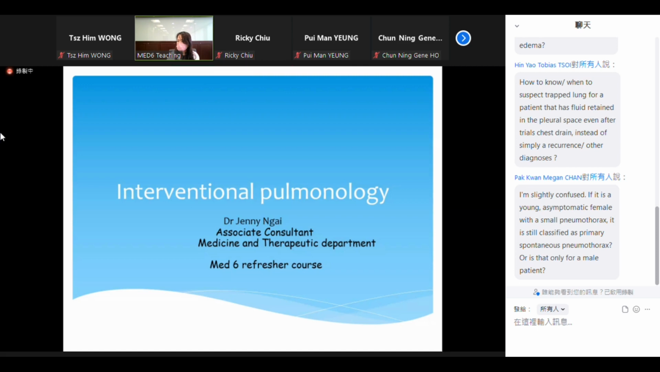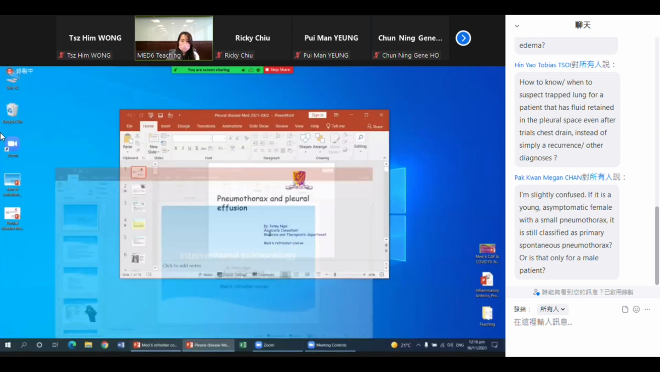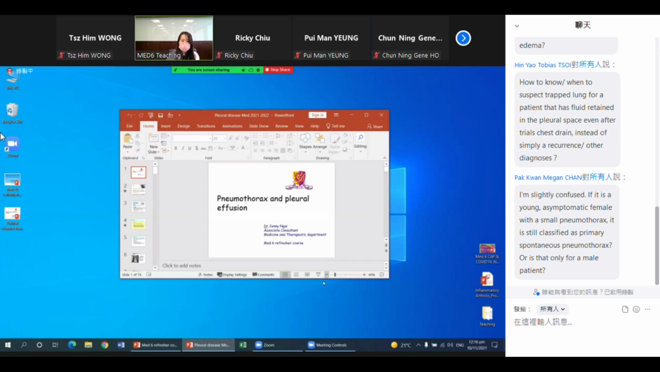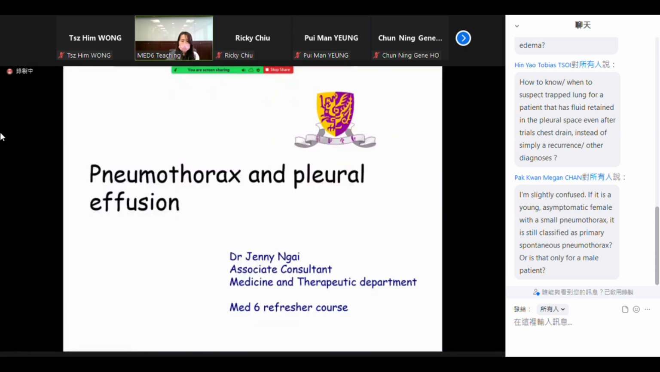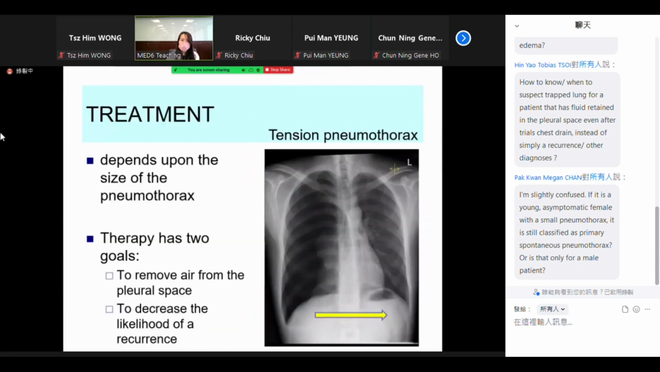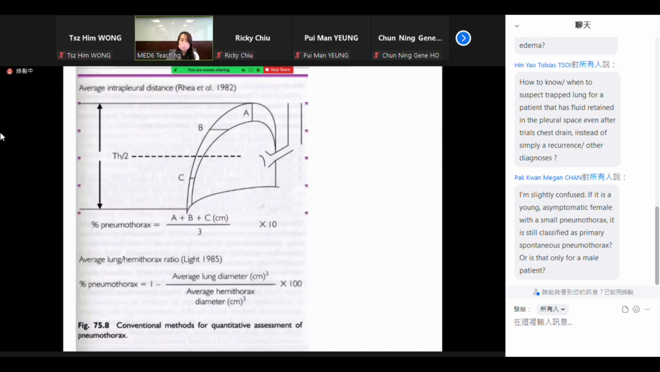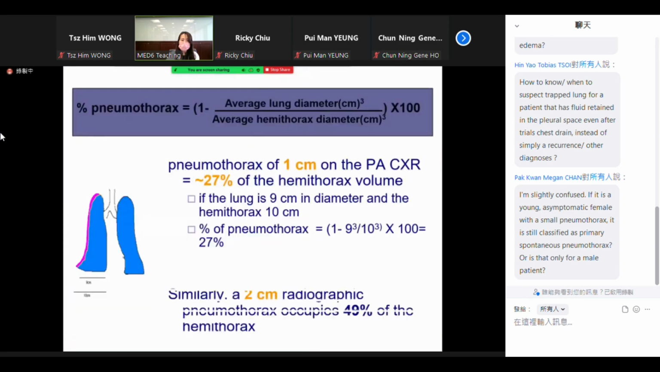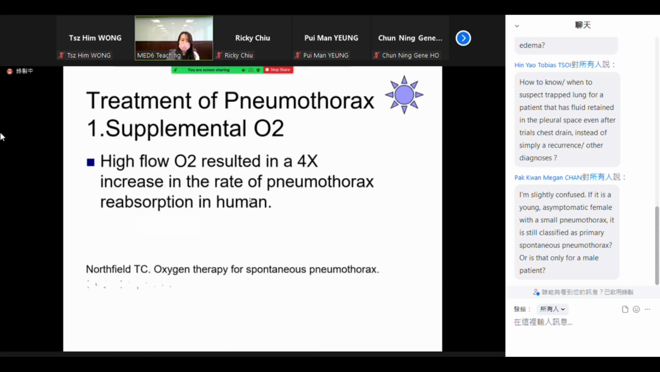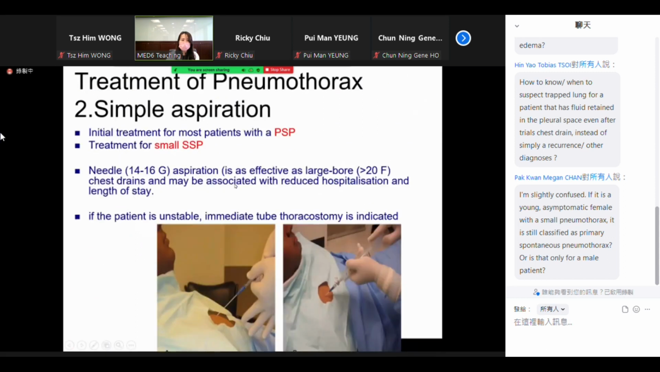Some of you asked about spontaneous pneumothorax. Okay. Spontaneous, how to distinguish primary pneumothorax? So I have to go back to the slide. Even if it's a man or a lady, it's the same, actually. There's no sex discrimination.